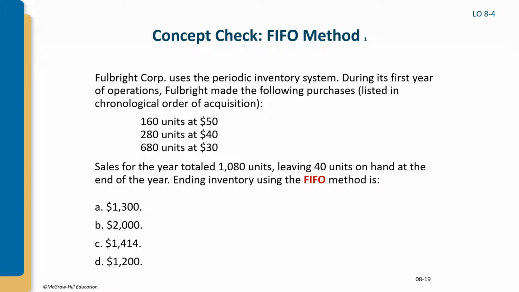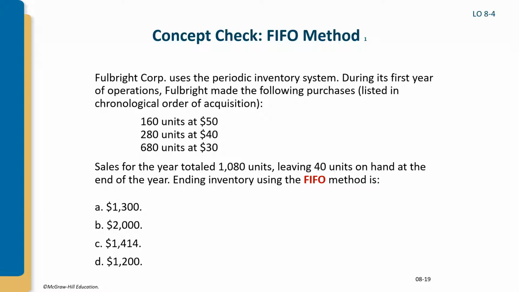Okay, so what we can do is on your little chart there, you have quantity. I'm going to grab a piece of paper and do it myself. Quantity, unit cost, total cost. Let me just jot these down again. 160 at 50, 280 at 40, and 680 at 30. Okay, under FIFO, we sell the oldest items first. So the first 160 sold. They're gone. They'll be part of cost of goods sold. 280, they're sold. We sold a total of 1,080.